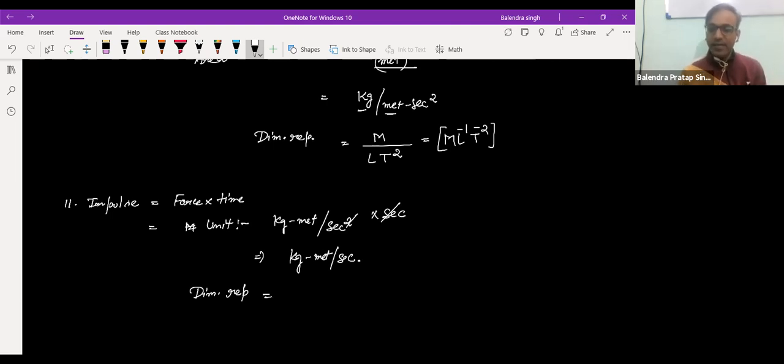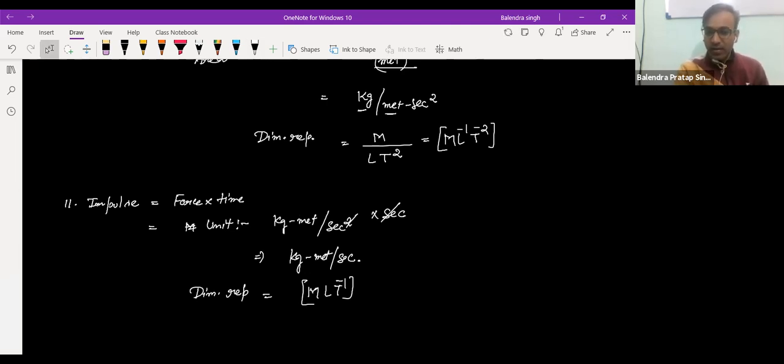Next, try M1 L1 T minus 1. Exactly. So kilogram has M, meter has L, and divide by second, so T minus 1. ML T minus 1. Okay, so these are basically some derived units. Most of them I discussed, and another one I will discuss later. So these are basically derived units.